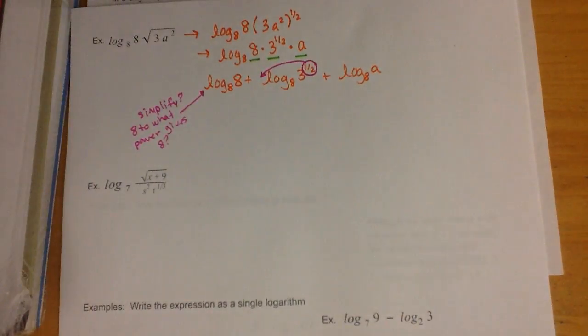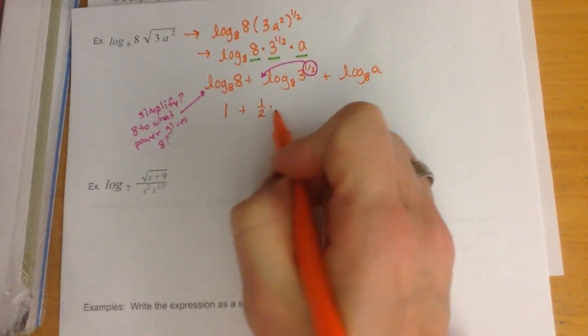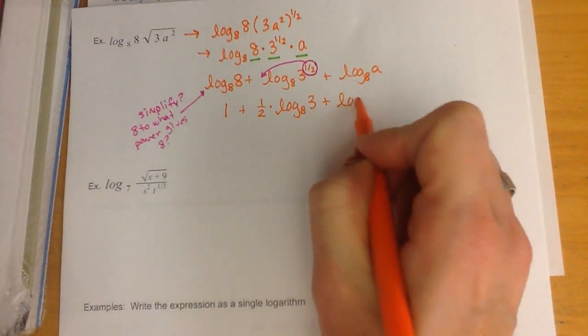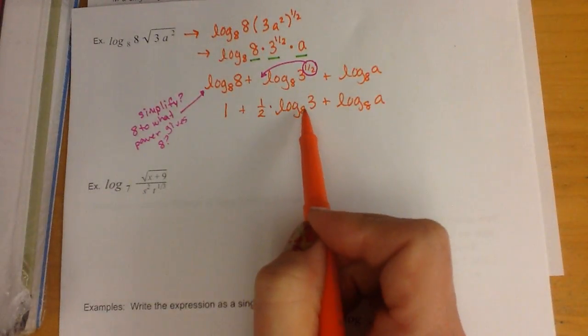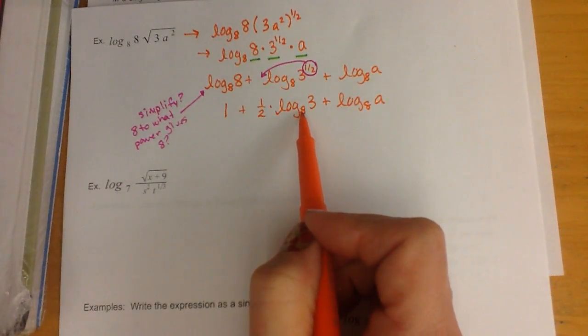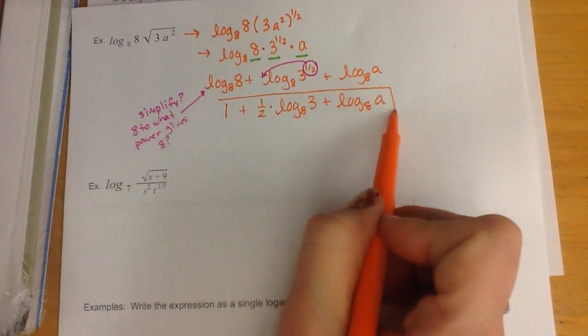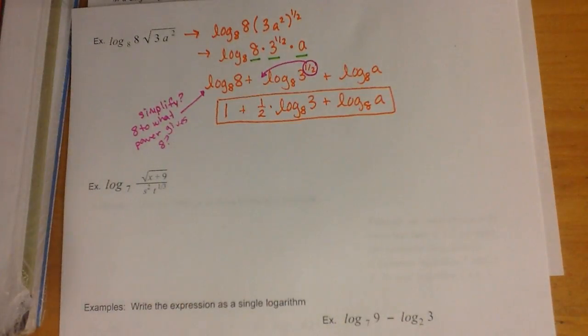And of course we should know that 8 to the first power gives us 8, so log base 8 of 8 would be equivalent to 1. So I'll just replace that with a 1 plus 1/2 times log base 8 of 3 plus log base 8 of a. And there's nothing else that can be simplified because this log is asking me 8 to what power gives me 3, which there is no answer that we can come up with in our heads, so we would leave it like that.